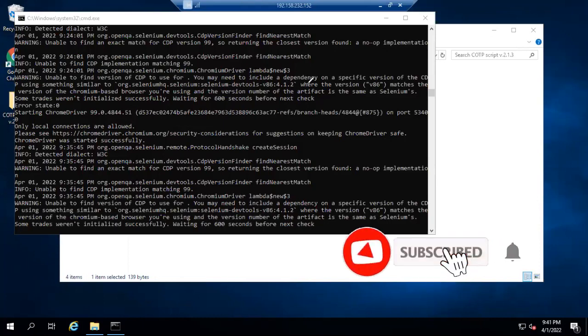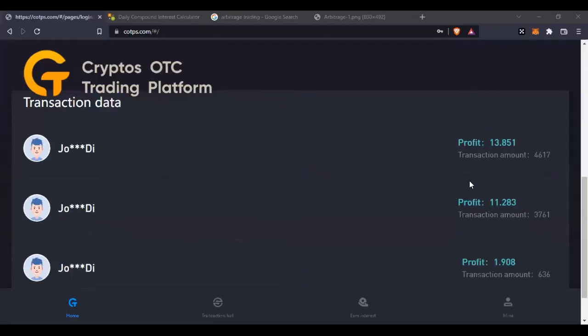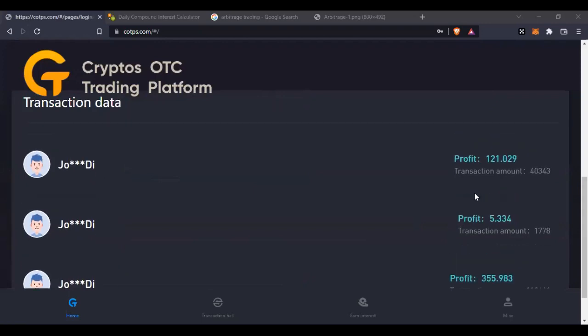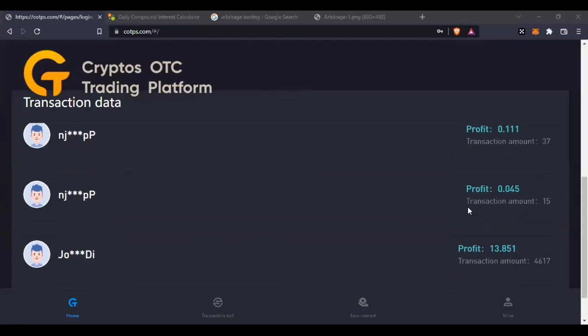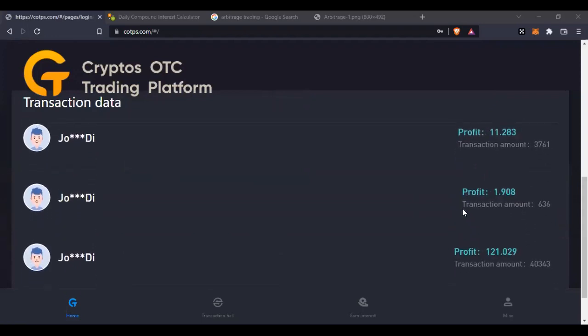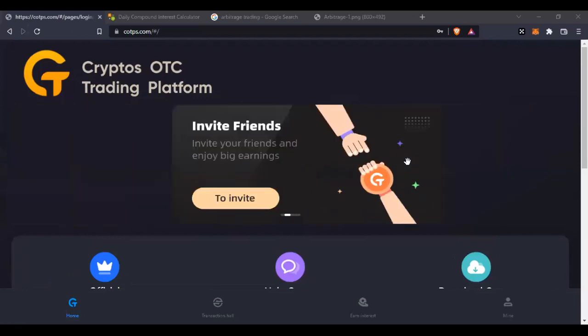So with all of this that I've showed you, let us go back to the crypto OTC platform. All right, so here I am. To sign up an account is very easy. As you can see, this list of people, look at it. People are making profit here on a daily basis, okay? There are people who are making $1,000 on a daily basis on this platform, all right?